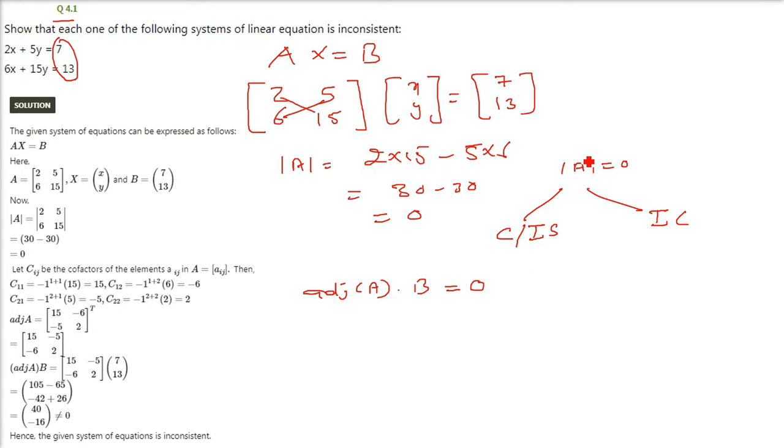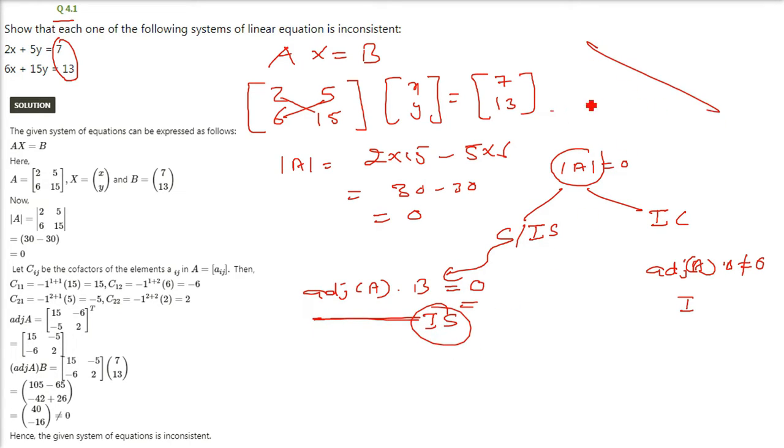Now when determinant A is 0 and the adjoint of A dot B also equals 0, then we say that we have infinitely many solutions. But if the determinant of A is equal to 0 and the adjoint of A into B is not equal to 0, then we say inconsistent. These equations are inconsistent. In the first case, they are the same line. But with a single solution, the lines are intersecting.